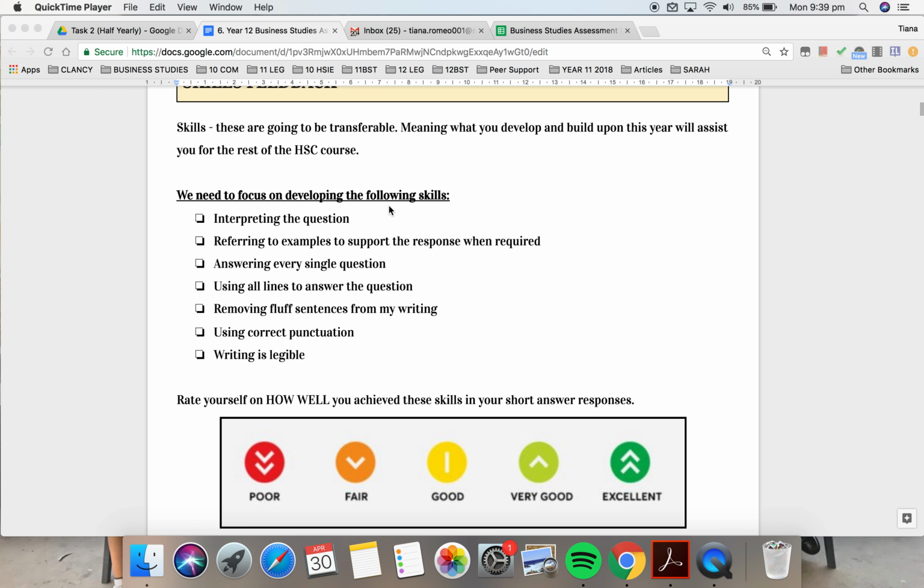Remove all the fluff from your writing. Okay, so those fluff sentences that introduce what you're going to talk about, you don't have time in the short answer section to have sentences like that.